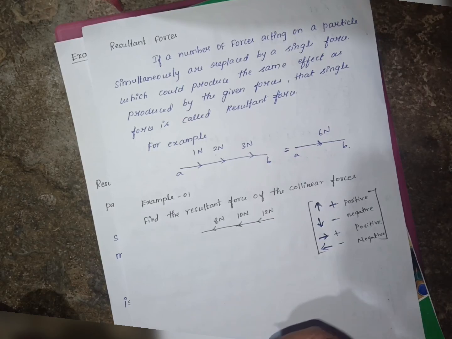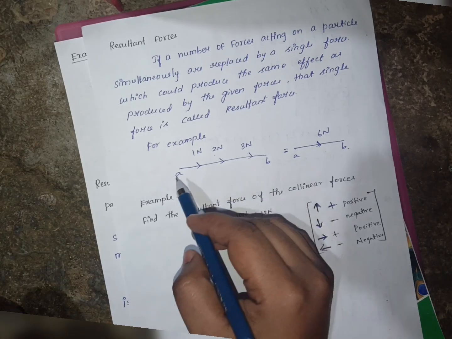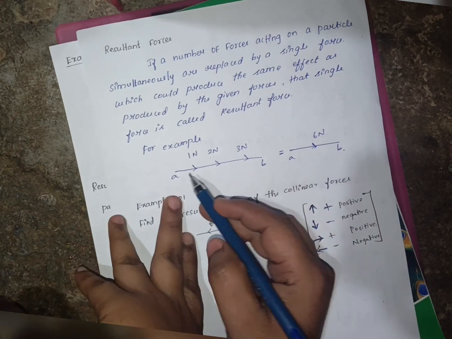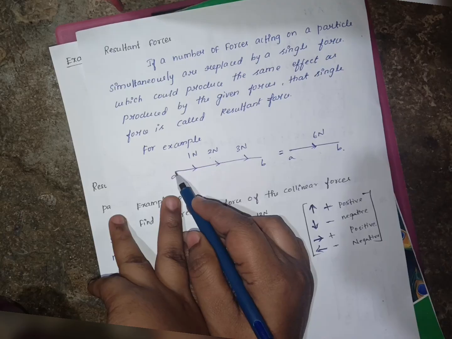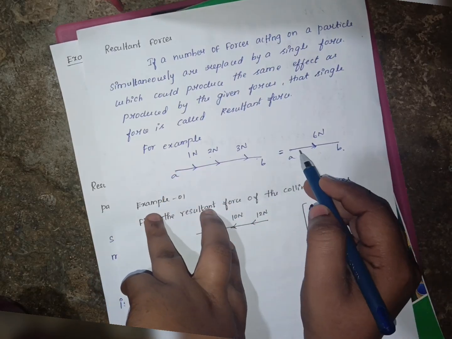Let me discuss resultant force. If a number of forces acting on a particle simultaneously are replaced by a single force, which could produce the same effect as produced by the given forces, that single force is called the resultant force. We convert the given forces into a single force.